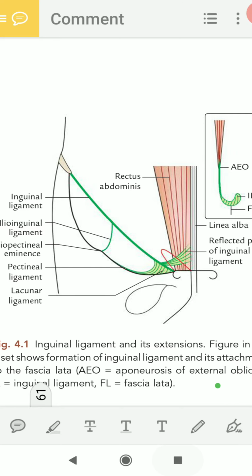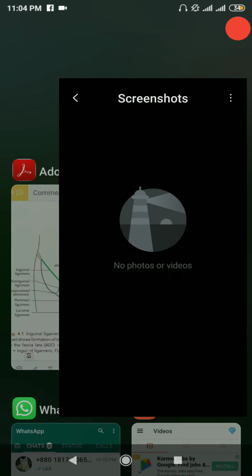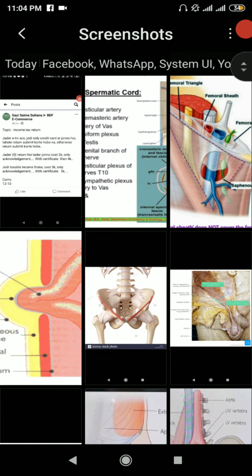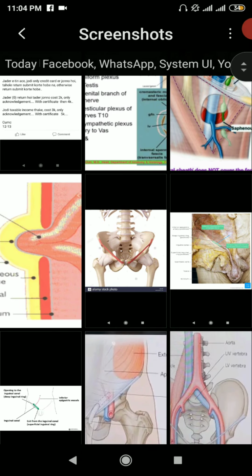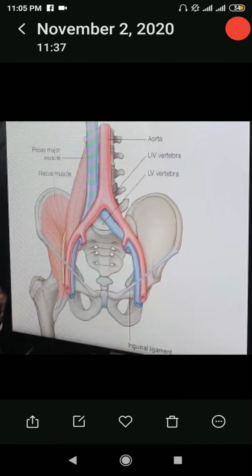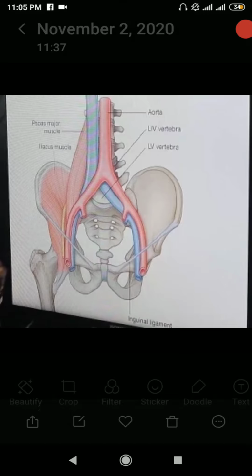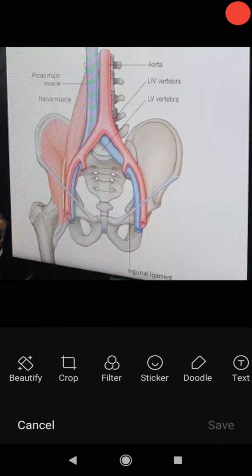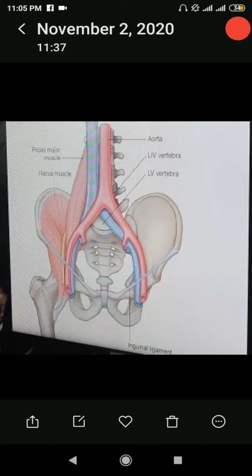iliacus muscle. If you see from this other picture, it would be easier. So we're talking about the structures that cause entry and exit through the inguinal region into the abdominal cavity. So what are they? These are the iliacus muscle, psoas major muscle, and femoral nerve and femoral vessels.